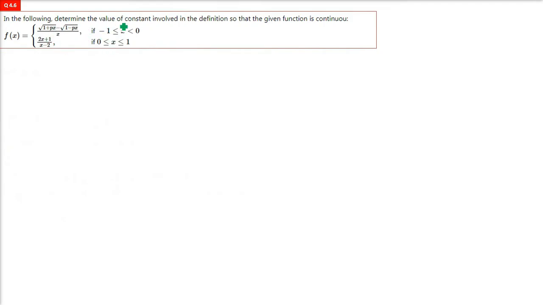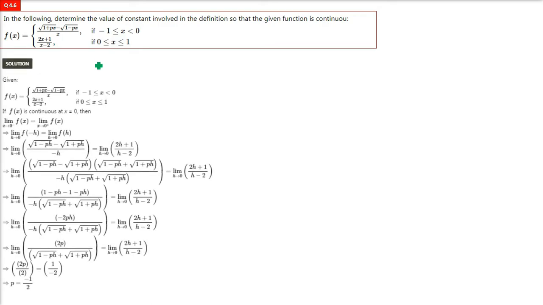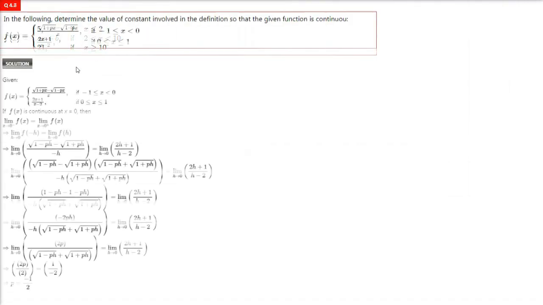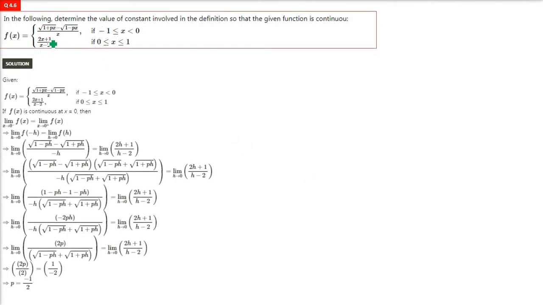Same thing we have to do here because the given function is continuous. It is given and you have to find out the value of the constant. What is the constant here? P. And we are in between minus 1 and 0 and 0 and 1. Okay. So we'll check for 0 here. And then we'll try to find out the LHL and RHL at 0. And the values are also given. That is the function values are given. So this is talking about 0, negative 1 and 1.